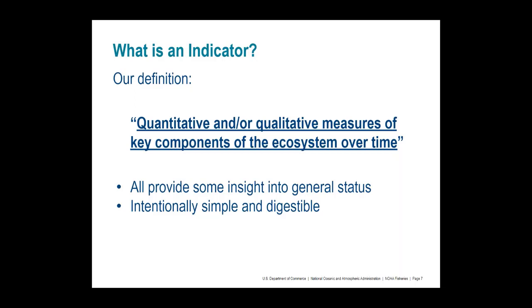So we need indicators in order to tell where things are changing and identify potential issues. So we use the definition of quantitative and or qualitative measures of key components of an ecosystem over time. So all of the indicators on our site provide some sort of insight into the general status of an ecosystem in a given area at a given time. And we make them intentionally simple and digestible for our site so that A, they can be compared to one another, but B, so that anybody who's interested in finding out more information about the status and trend of US waters can do so.